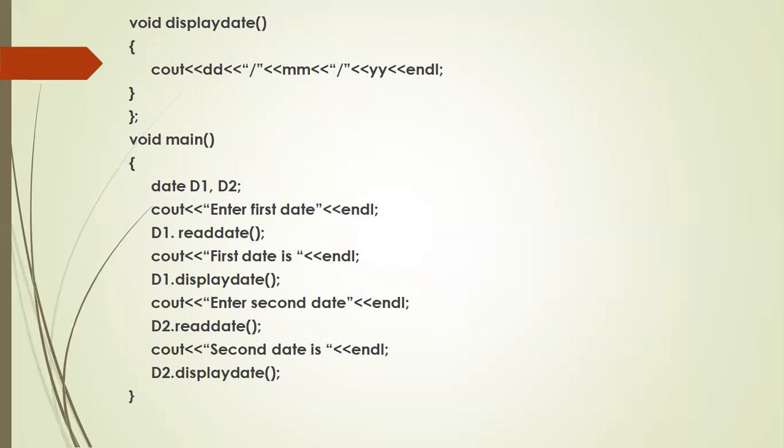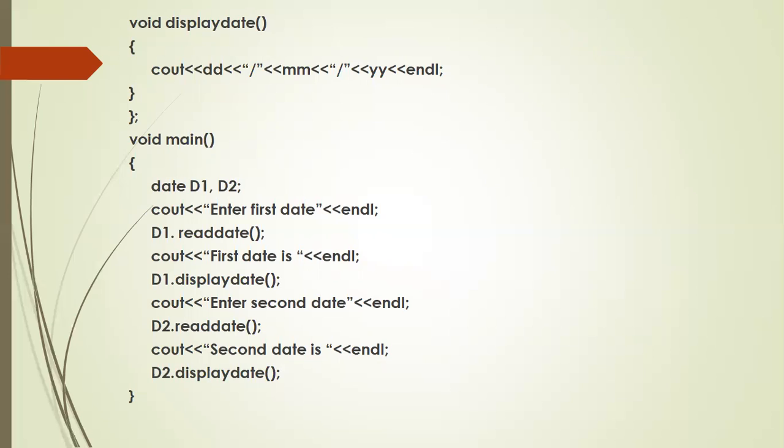To input the value for the first date, you already defined a function called read date. To input the first date, you have to call the read date function with the d1 object. The general syntax is: cout enter the first date, then call the read date function with d1 object, then display the corresponding date. The function for displaying the date is d1 dot display date. Now you have read the first date and displayed it.